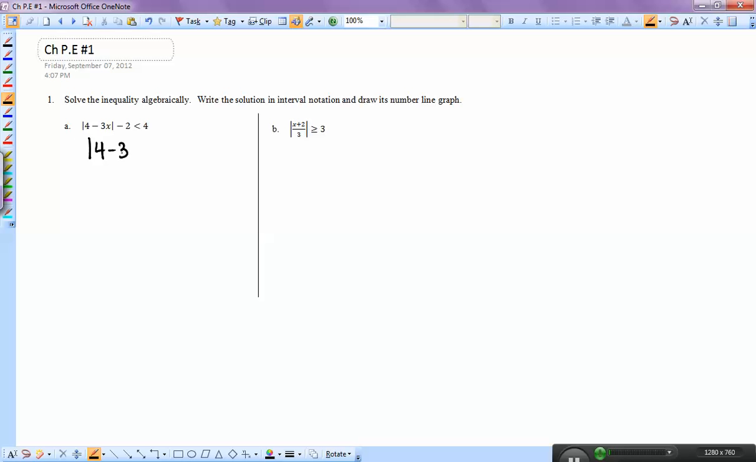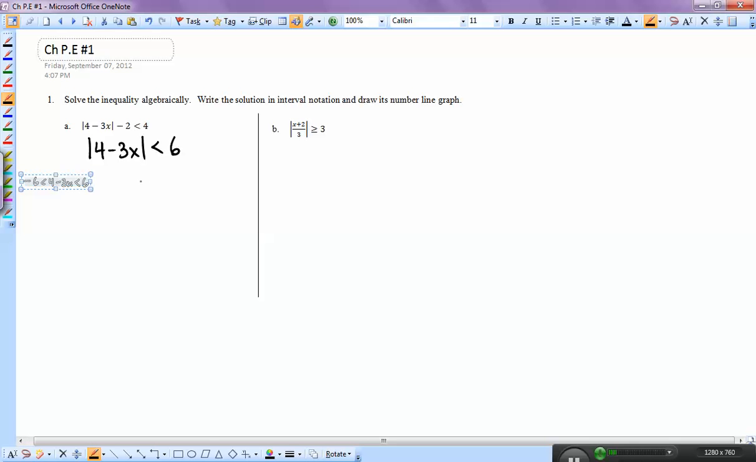So the absolute value of 4 minus 3x is less than 6 when we bring the 2 over. And now there are a couple things you can do. When the absolute value is less than 6, you can do one of two things. Some people like to solve it all at once with a compound inequality. And then I've noticed some students prefer to do something like this. So let me shrink this down.